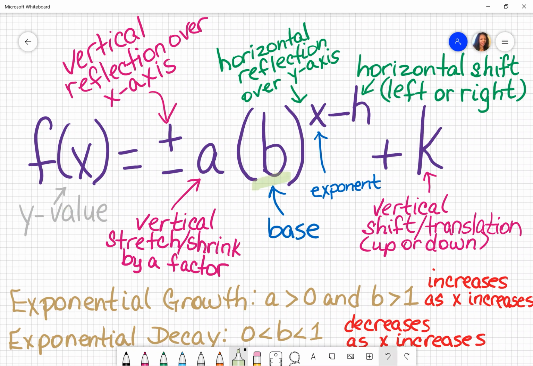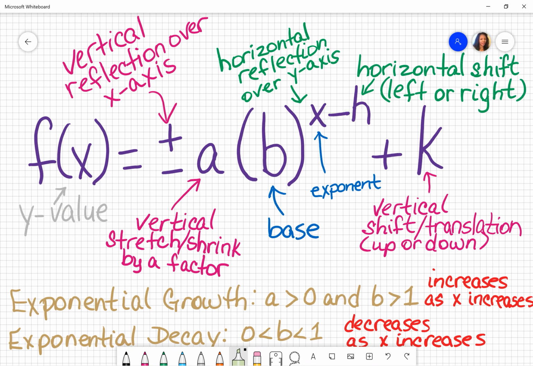What's inside of your parentheses is your base. That base is raised to an exponent. The exponent has a second part to it, which is the h part. H tells you whether or not the graph is going to shift or translate to the left or to the right. If there is a sign in front of your x, then that's going to tell you whether or not there is a horizontal reflection over the y-axis.